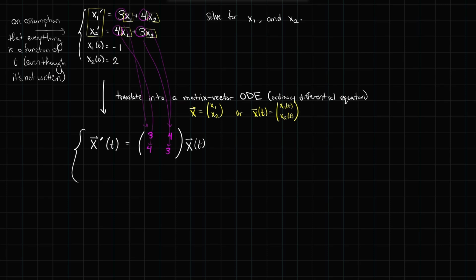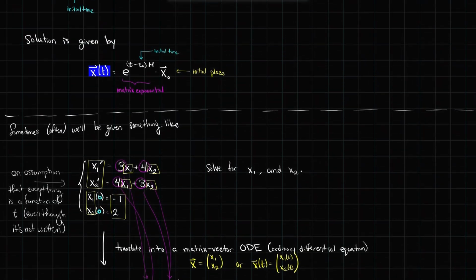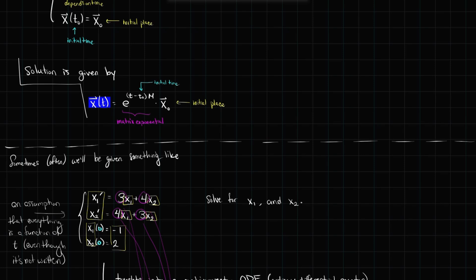And then we can do a very similar thing with our initial conditions. x1 and x2 translate over into x vector at what specific time? What is our initial time? 0. And that's equal to the initial vector on the right-hand side, -1, 2. And so now that it's written in this form, our life gets quite a bit easier, and we can actually go ahead and grab this solution formula.